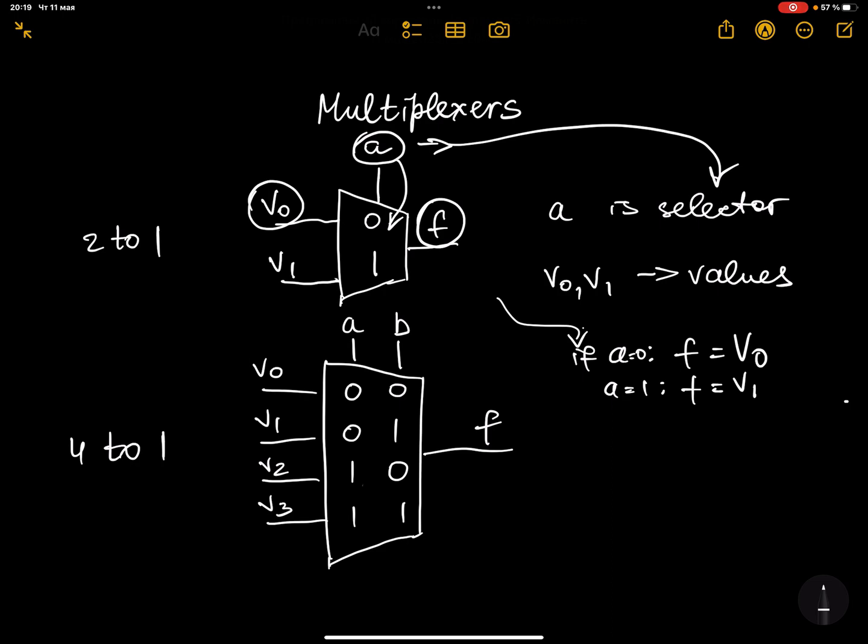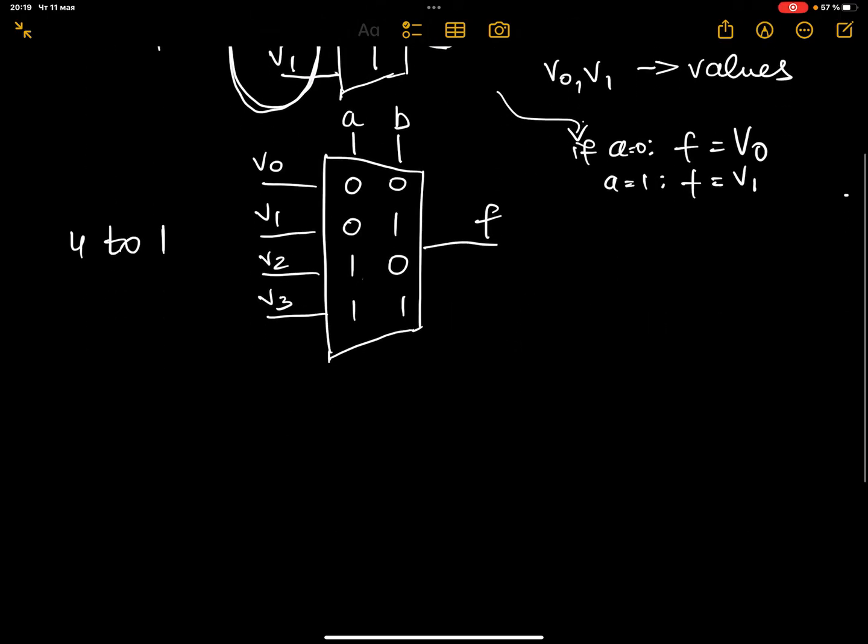So this is a 2 to 1 multiplexer because you have two values and one output. The number of values is always 2 to the power of the number of selectors. So if there are 2 values, then the number of selectors is 1. For example, let us now consider a 4 to 1 multiplexer.